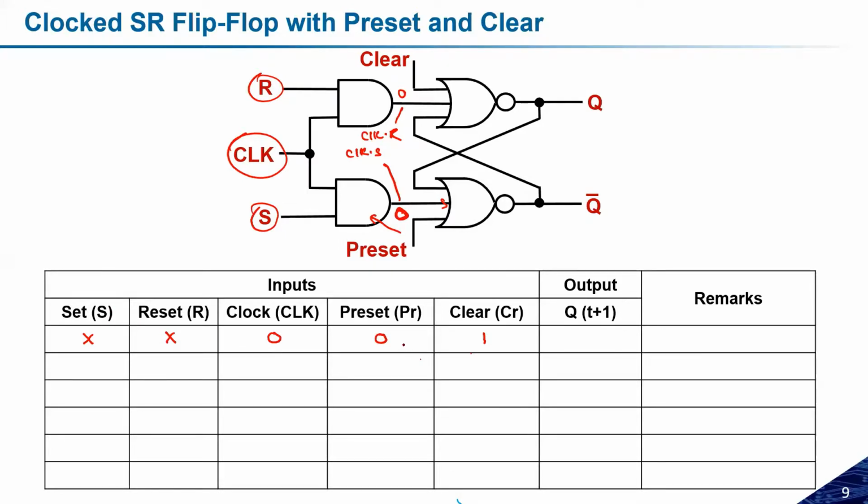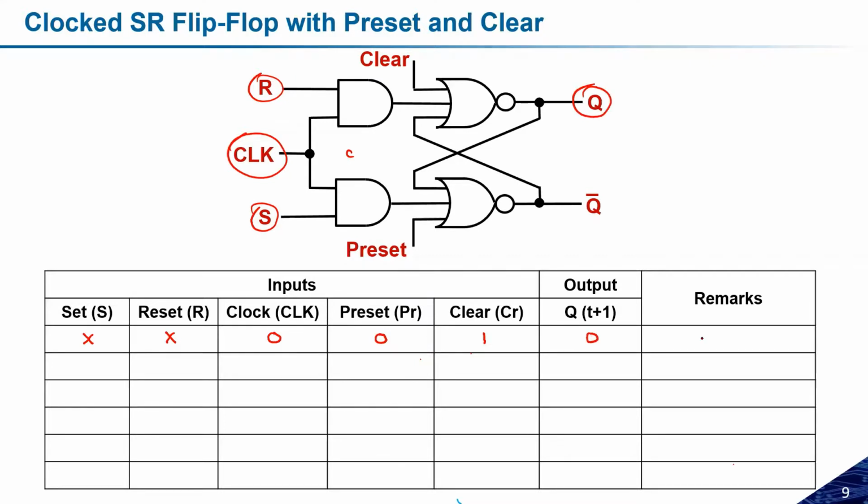Now let us consider, if this is the case, what output I will get. If the clear is equal to 1, you need to just check how it is happening. You will clear the data, meaning the output Qt plus 1 will be 0 because we have cleared it.